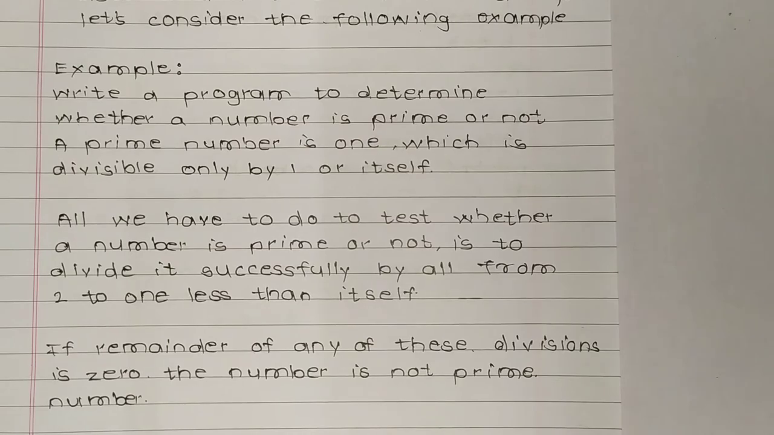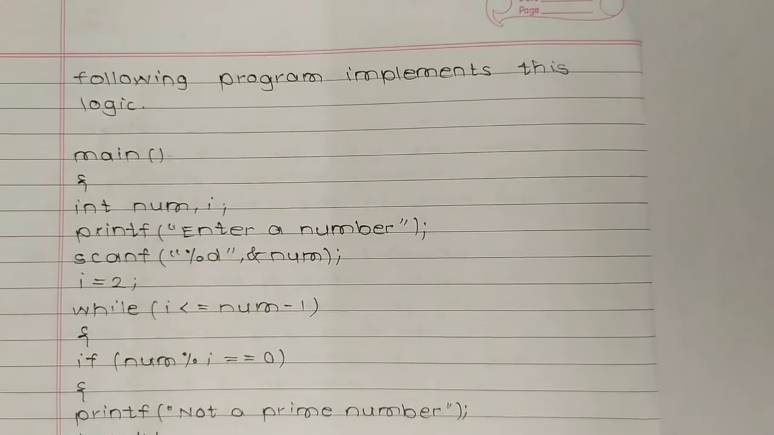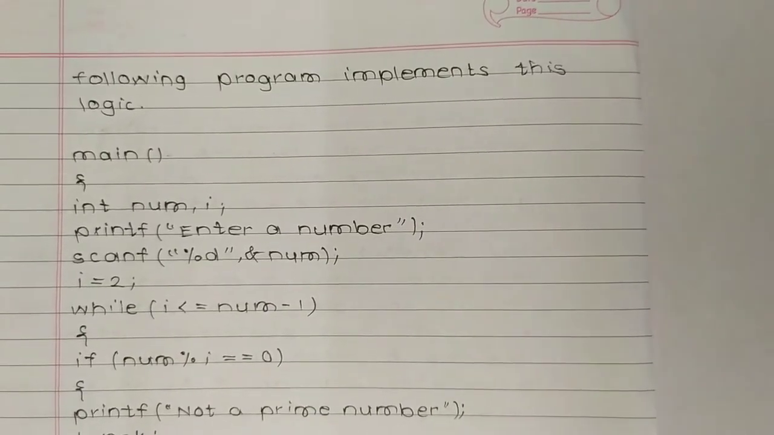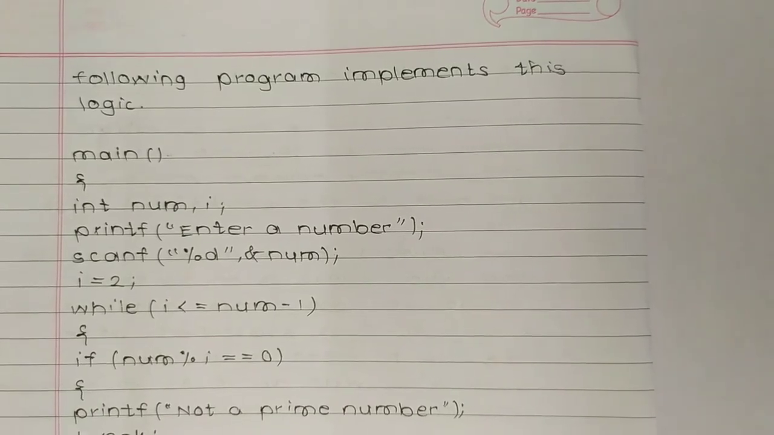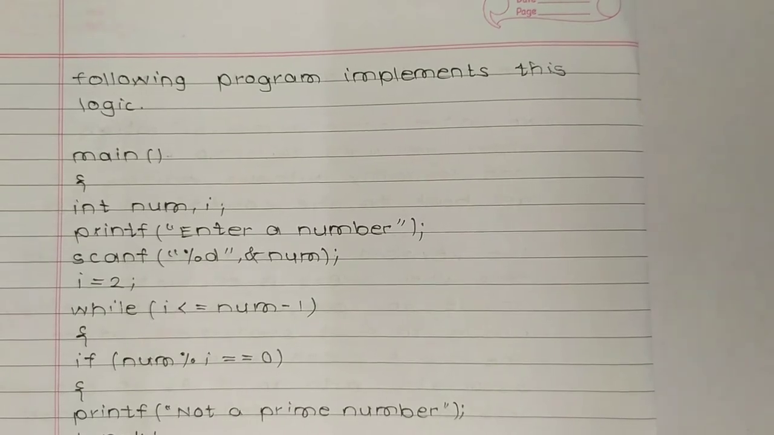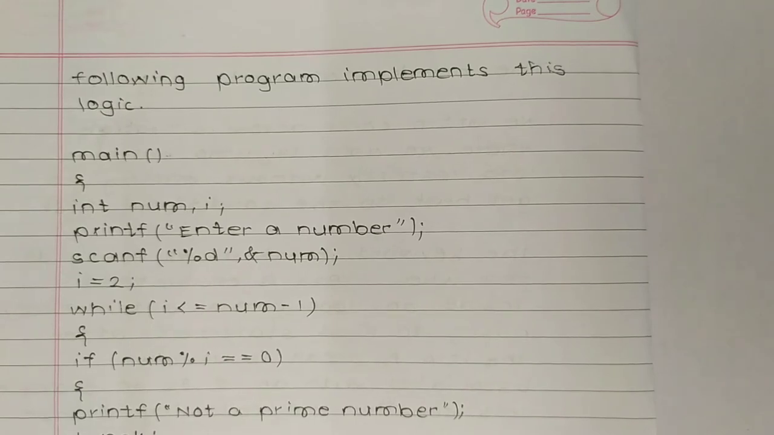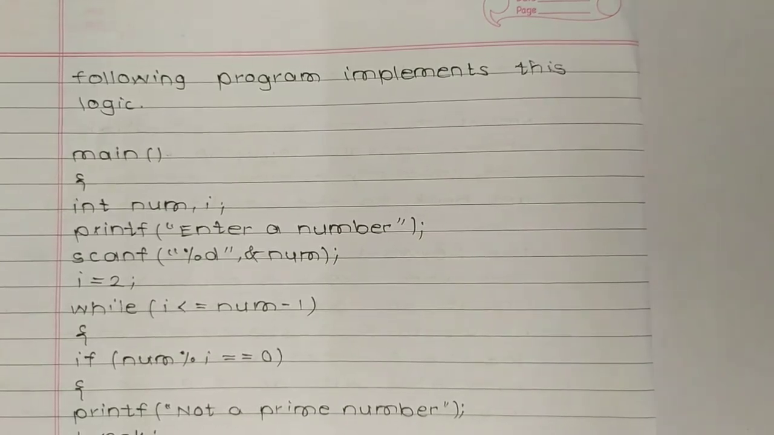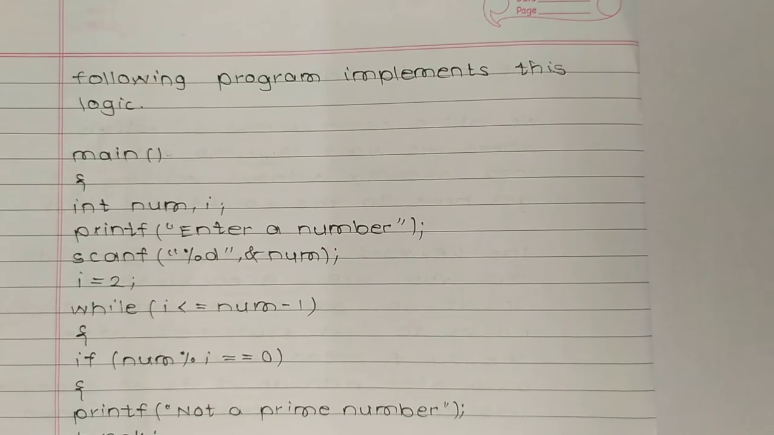So the following program implements this logic. main, int num, i. So num and i are integers. printf enter a number, so we are telling the user to enter a number. scanf %d, comma, ampersand num. We are telling the compiler to scan that num. Now i is equal to 2.